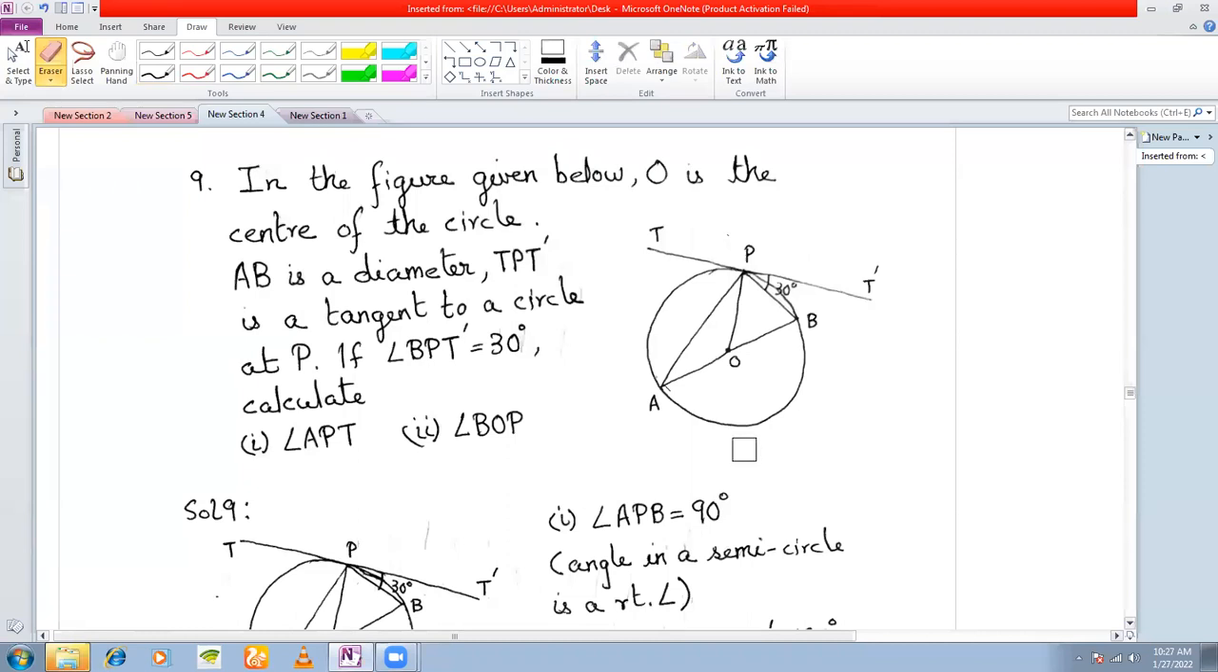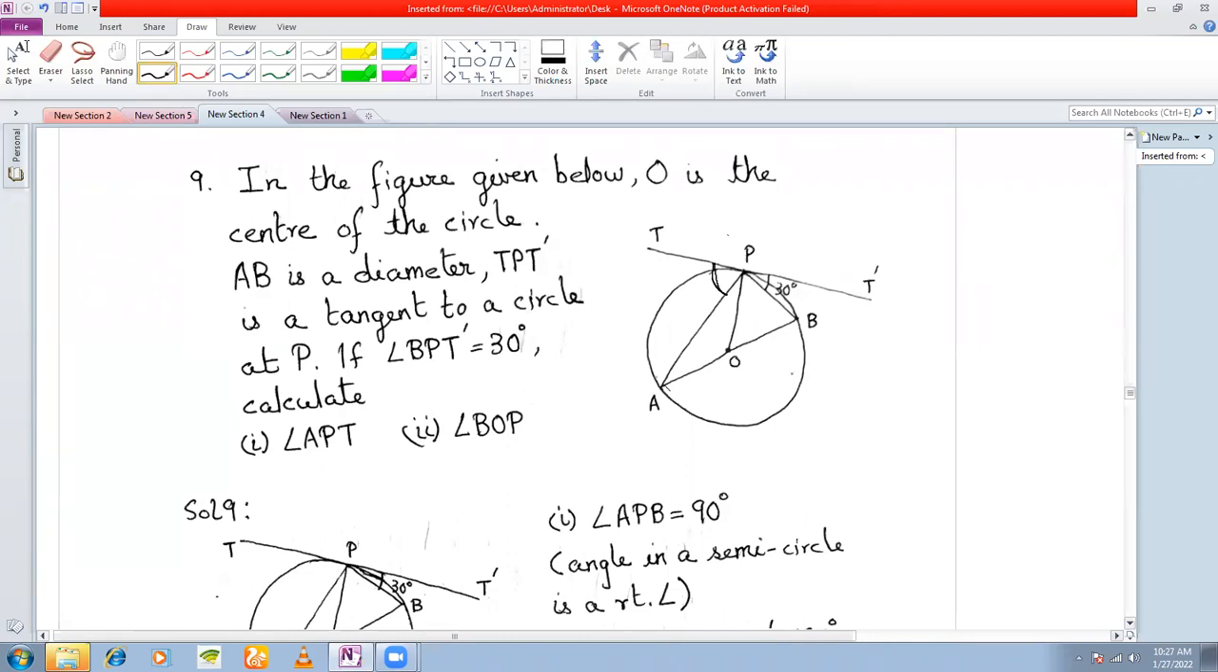Now the question is, if angle BPT dashed is equal to 30 degree, this angle here is given, already marked in the figure. Okay. You need to calculate angle APT. So which angle do we need to calculate? Let's mark it first. Angle APT, this angle we need to calculate, right? How do we calculate this angle?